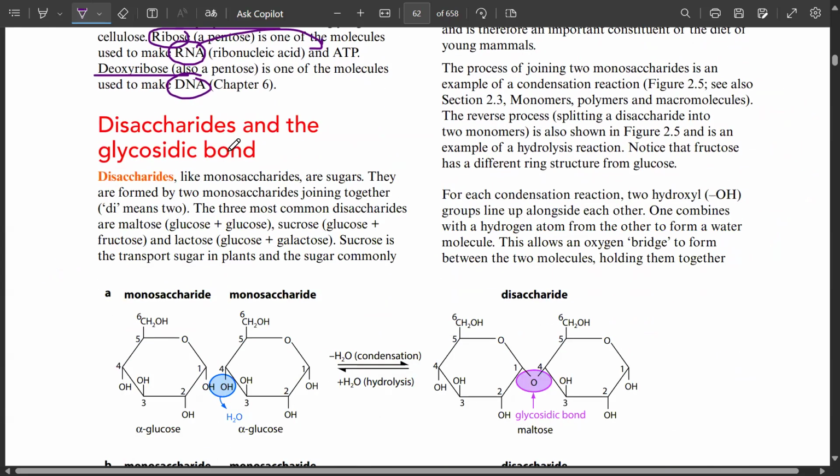Okay? Let me show you something about monosaccharides. Let's get it clear, and only then we are going to start with disaccharides. No hurry. It will be done easily.